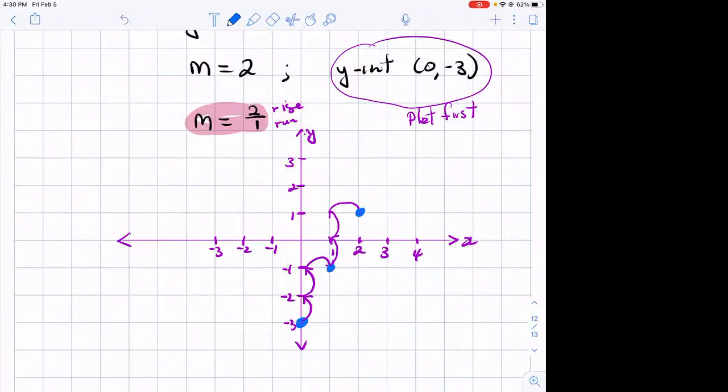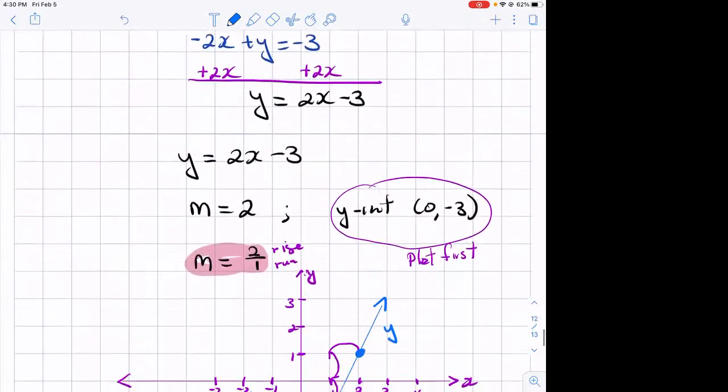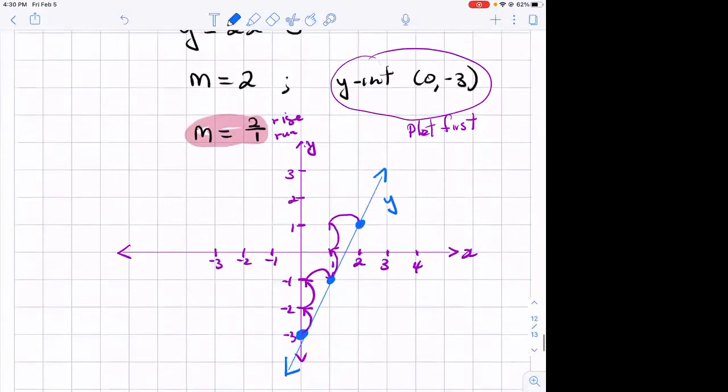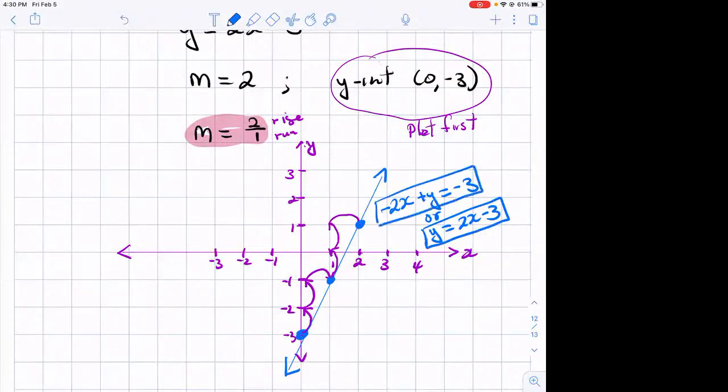So you could keep playing this over, go up 2, 1 to the right, up 2, 1 to the right. If I connect those dots now, this is the equation of the line. We weren't given y, and it doesn't matter which one you want. You could write minus 2x plus y equals minus 3. Or you can write y is equal to 2x minus 3. Either one of these is acceptable. The point is that you write one of them there. Okay.